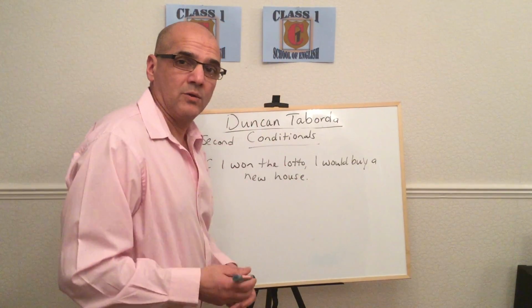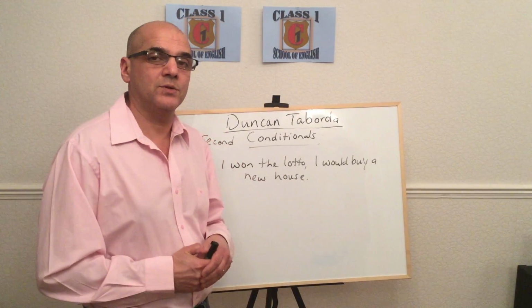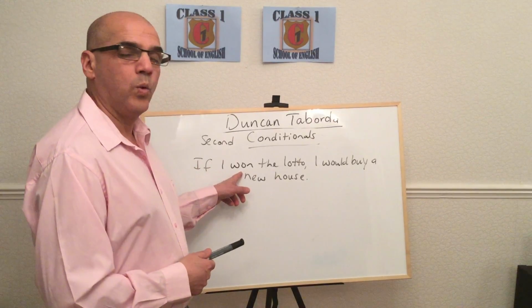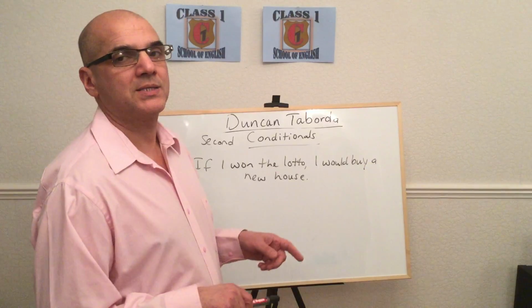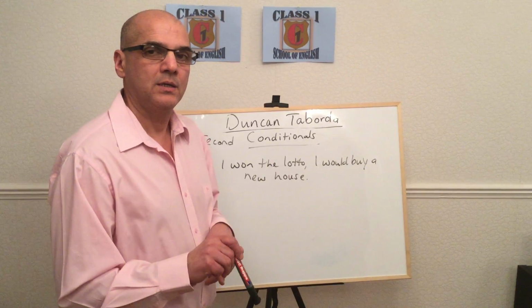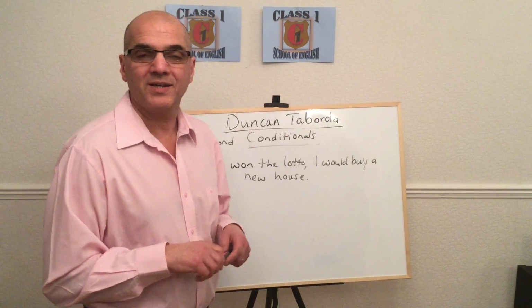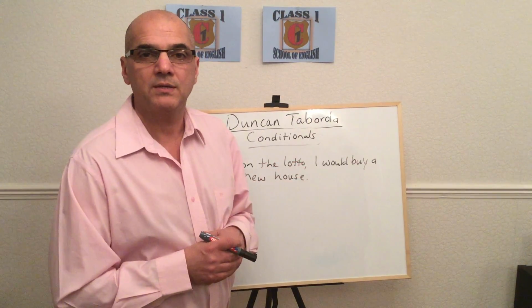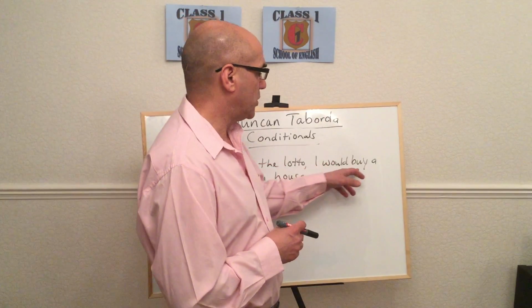Okay, I'll remind you again, we're talking about the future. We're talking about something very unlikely in the future. However, look at this. If I won the lotto, won is the past tense of to win. But I'm still using it to talk about the future. That's because it's very unlikely. I think it's very unlikely, and this is how we structure it for that condition. If I won the lotto, I would buy.